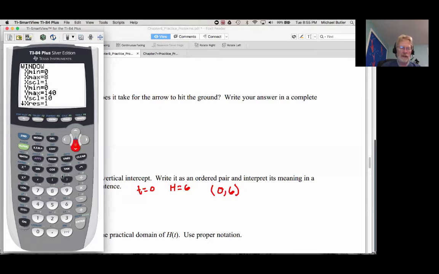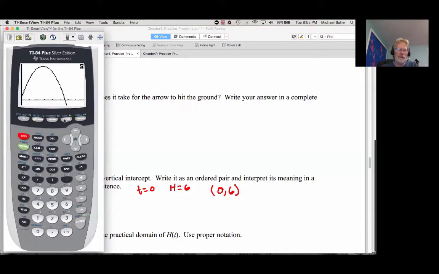And then actually, you know what I'm going to do? I'm going to change Y min. I'm going to give us a little room down there. I'm going to go negative 20 because we're going to need to see where it actually passes through. There we go. Okay, so that's a pretty good window to help us find what we need to find, because we need this point right here.